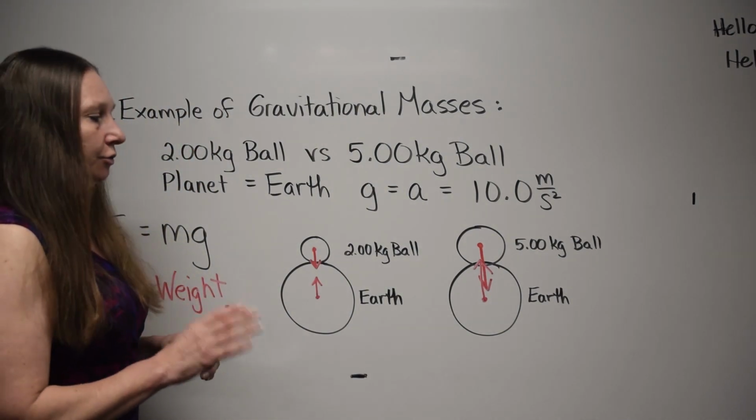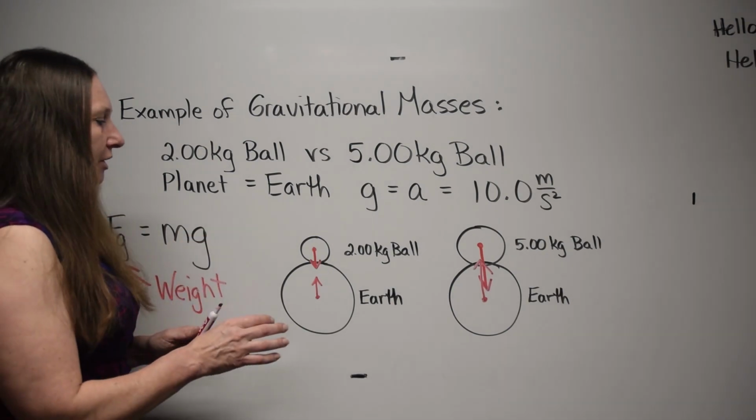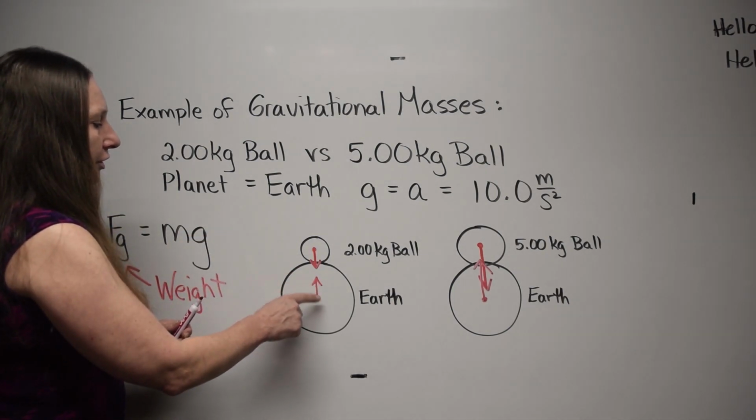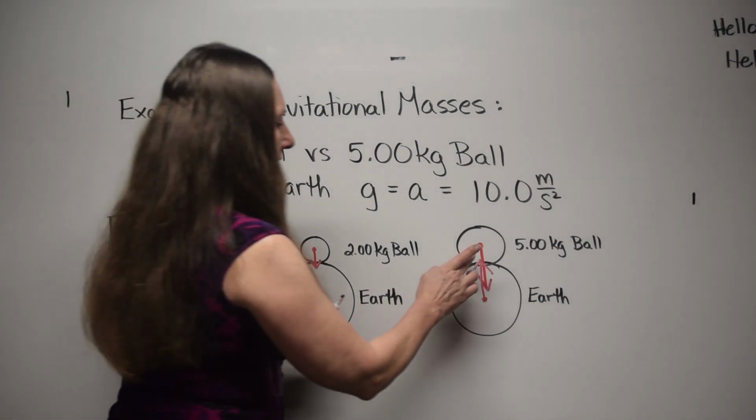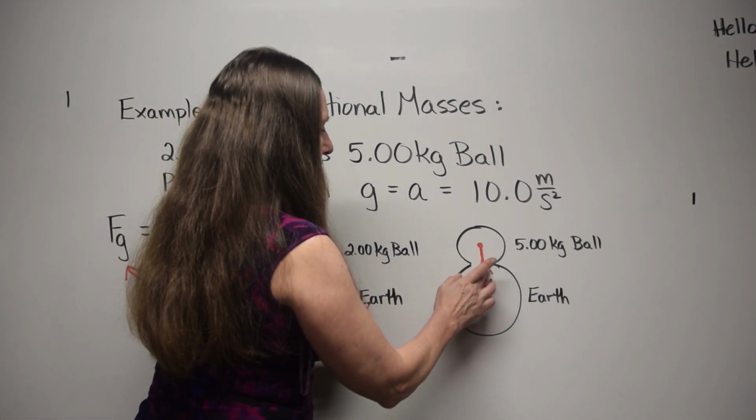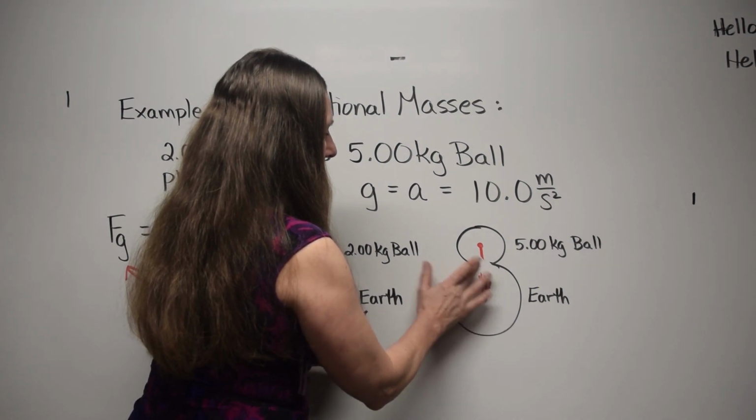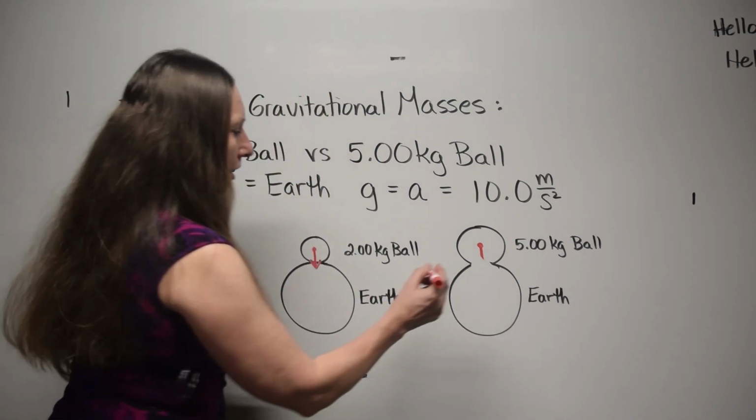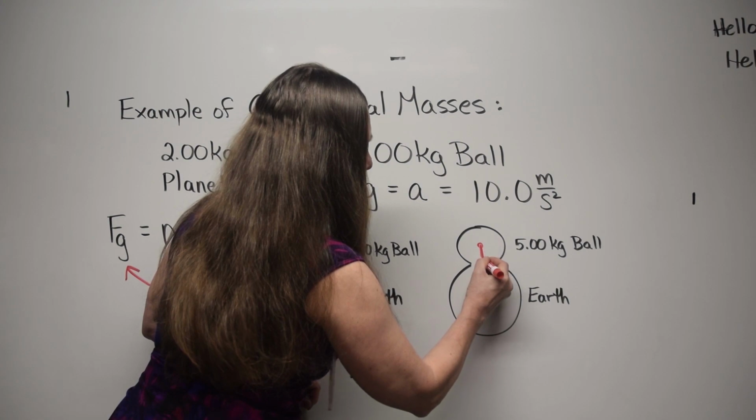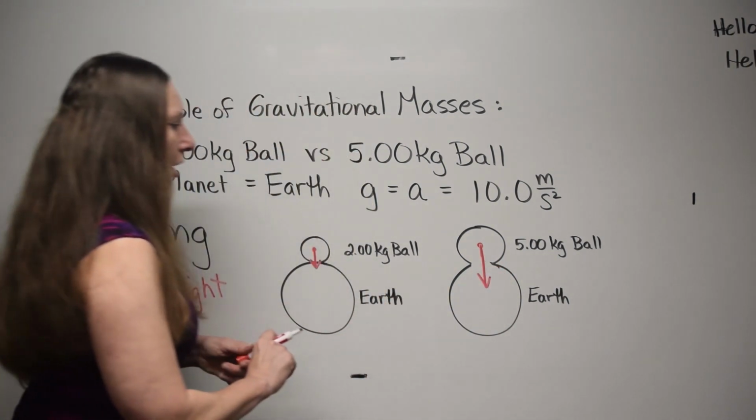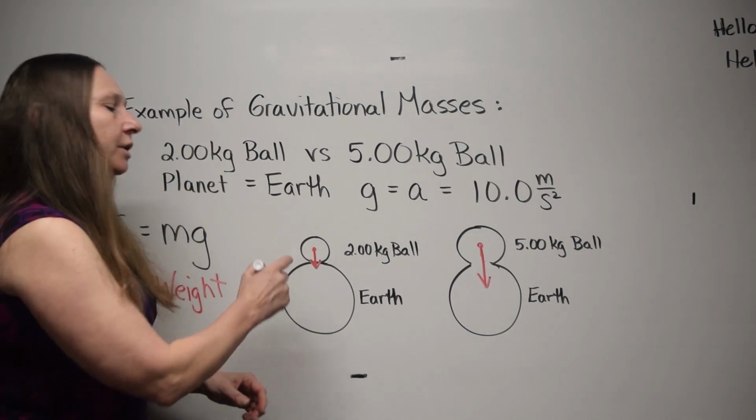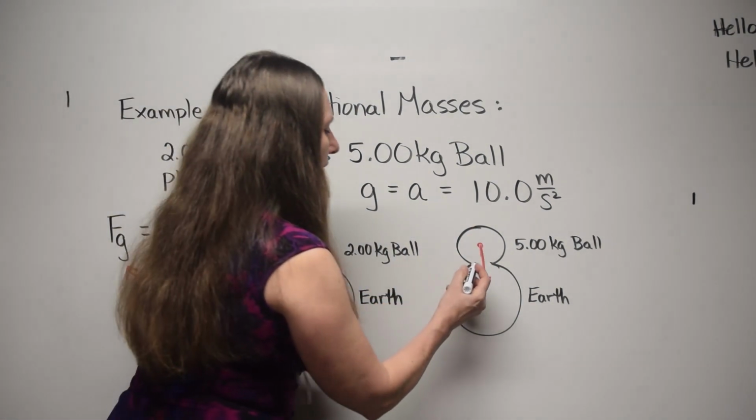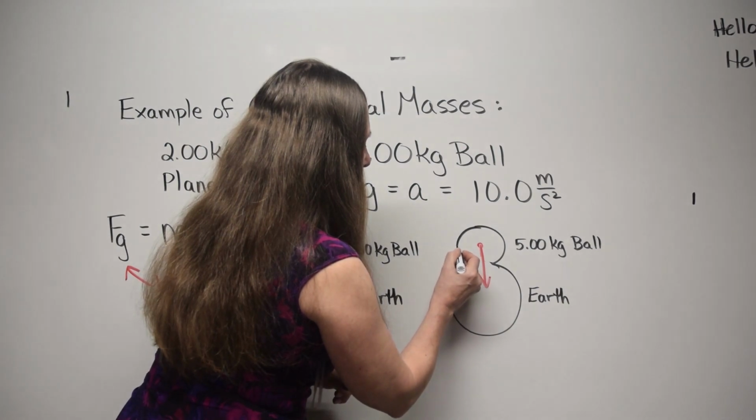And what I'm going to do right now is just focus on the attraction the Earth has for the ball. We'll forget about the rest of the action-reaction pair. So again, we're going to focus on the attraction the Earth has for each ball. This is the Earth attracting a 2 kilogram ball. This is the Earth attracting a 5 kilogram ball.